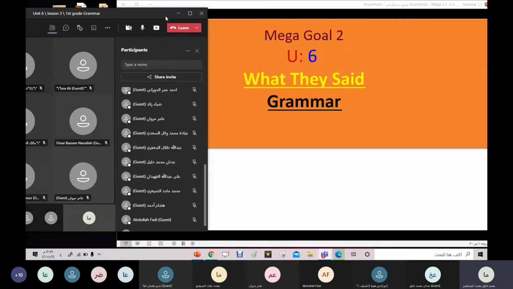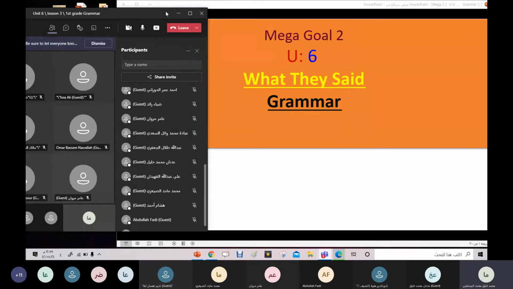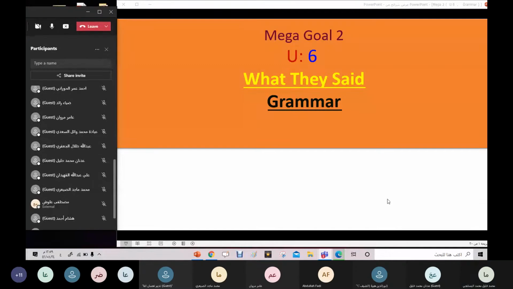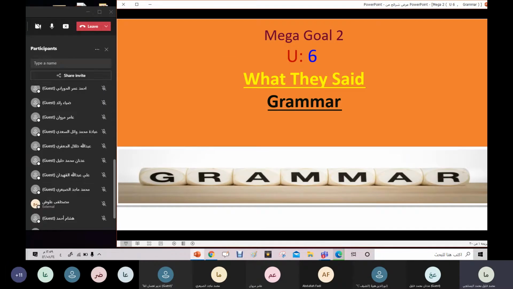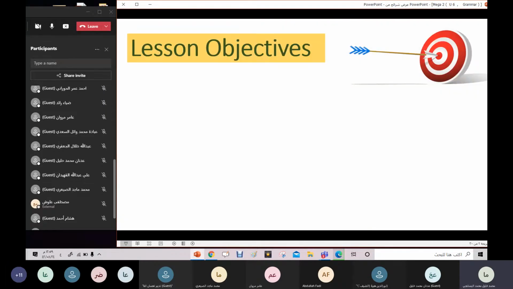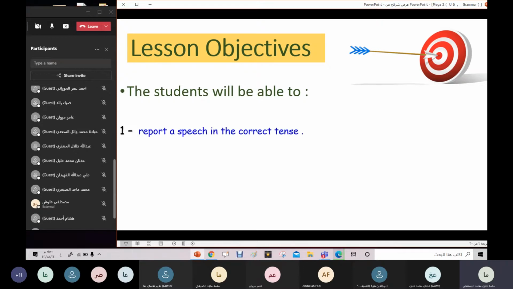Today we are going to start with lesson 3 with the grammar, unit 6 on page 84. As usual, here we have the goals of our lesson objectives. The students will be able to report a speech in the correct tense.